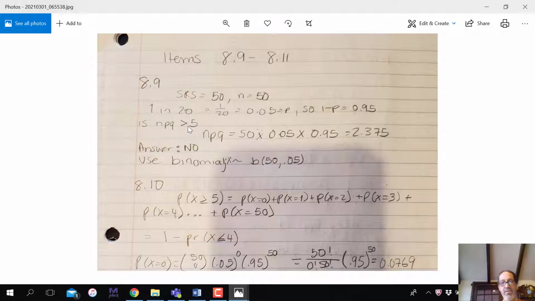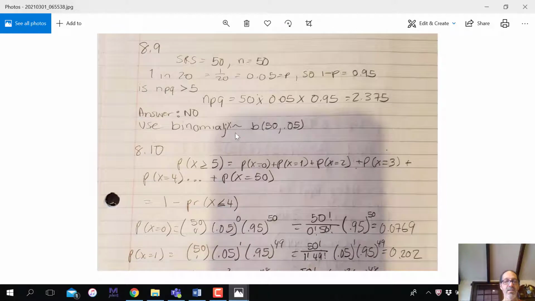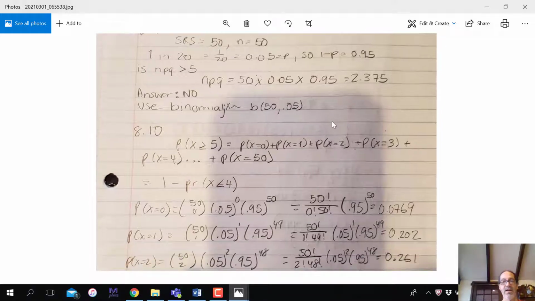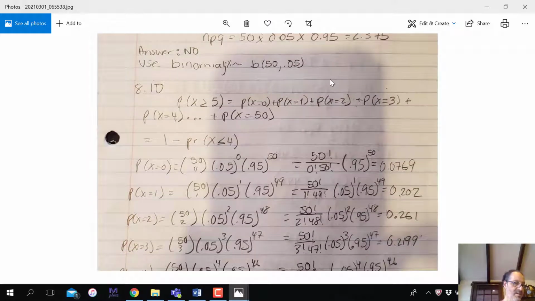So is npq greater than 5? Well, n is 50, times 0.05, times 0.95, is 2.375, which is definitely less than 5. So your answer is no, we cannot use the normal approximation of the binomial, sadly. So which distribution should we use? We have to use a binomial. So x is approximately binomial with n equals 50, p equal to 0.05. That's how you'd answer that one.